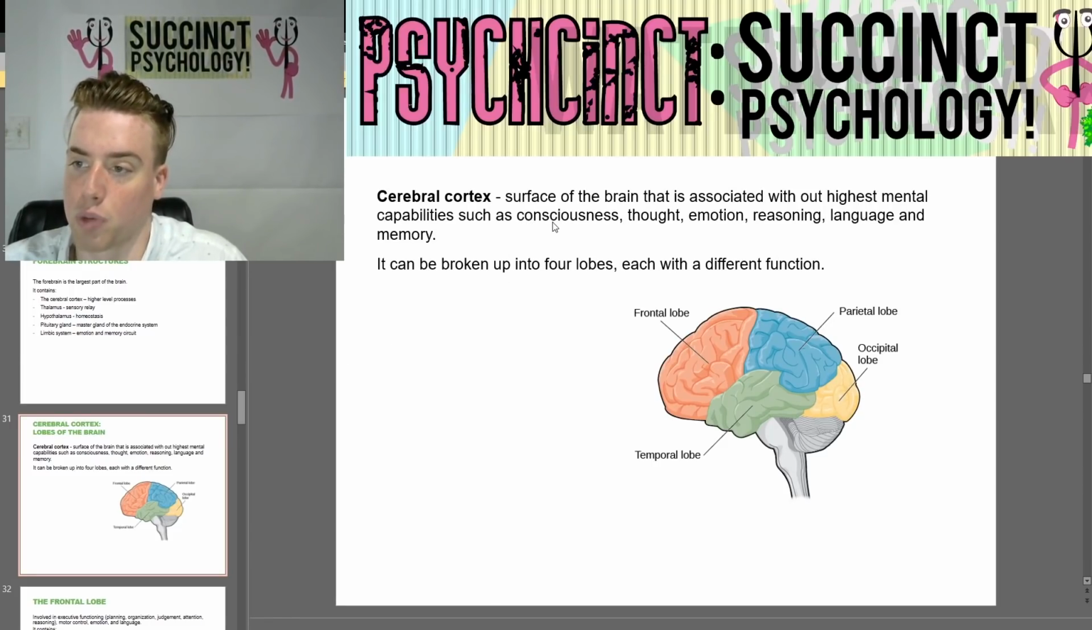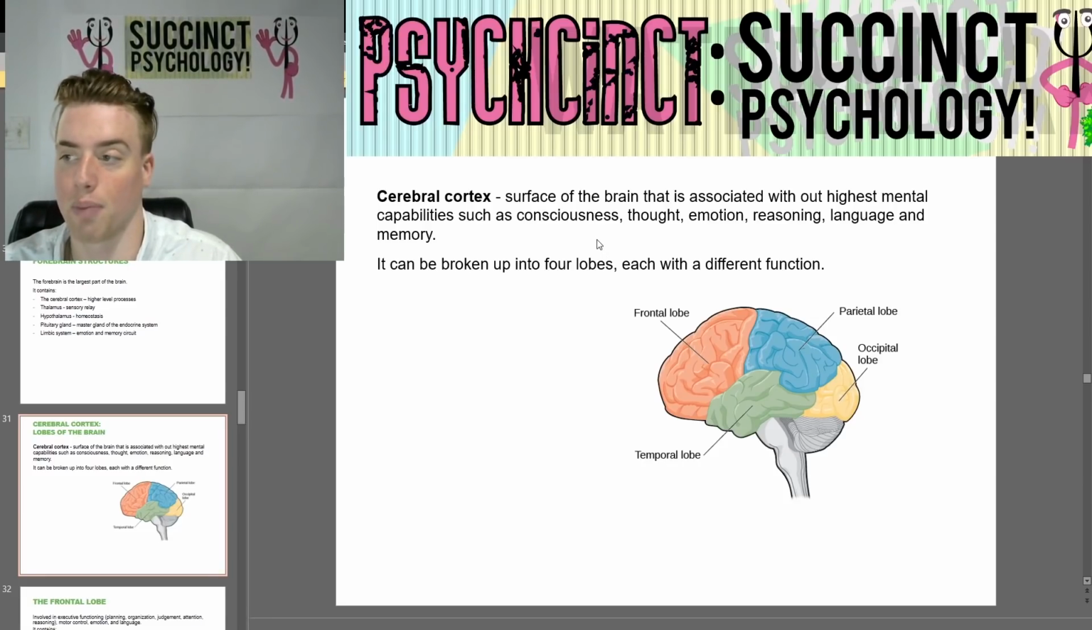So, cerebral cortex is the surface of the brain that's associated with our highest mental capabilities, such as consciousness, thought, emotion, reasoning, language, and memory. It can be broken up into 4 lobes, each with a different function. So, frontal lobe, temporal lobe, occipital lobe, and parietal lobe.